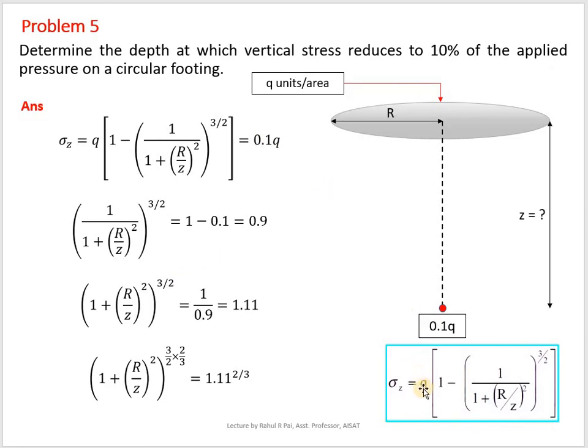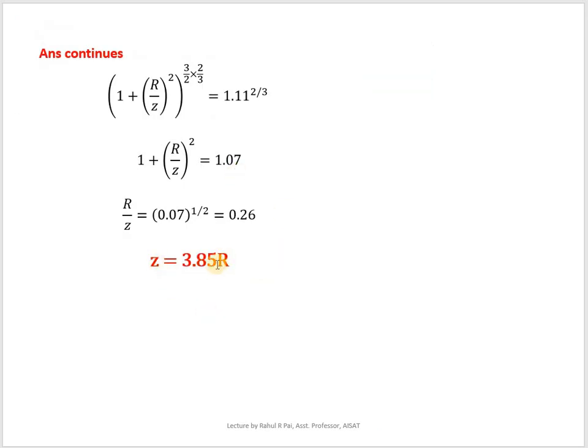You must know this equation of sigma z is equal to q into 1 minus 1 by 1 plus r by z the whole square, the whole raised to 3 by 2. And you have to equate it to 0.1 q. That is the first step. Then the rest is just solution of the algebraic equation, nothing else. So this is the value you get finally.